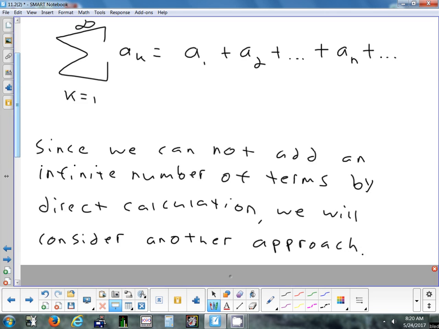I already mentioned that if you're going to add up infinitely many numbers, you obviously can't do that directly. Even if you had to add up 1 billion terms, you can do that directly, or a computer could do it. But infinitely many terms, no. We've got to figure out a different way to add them up.